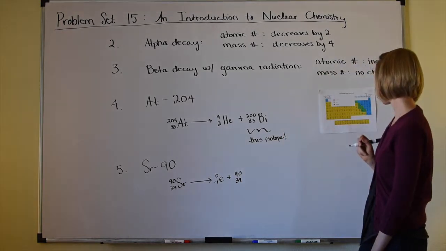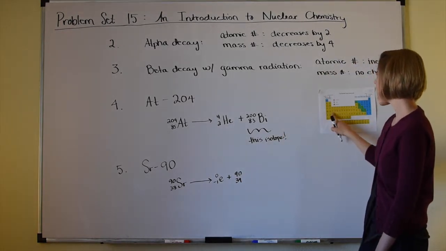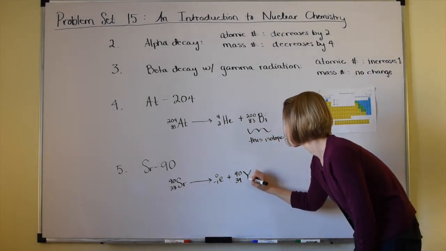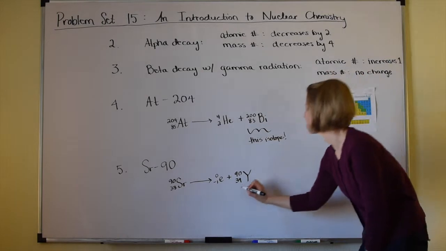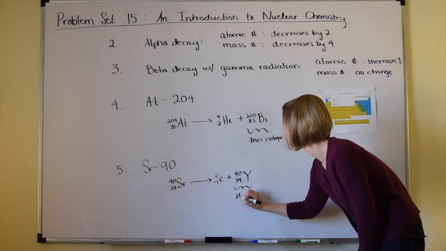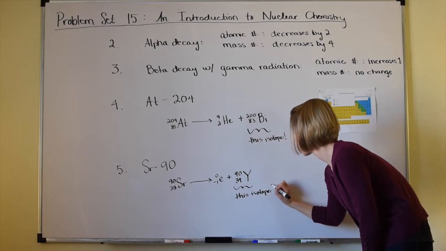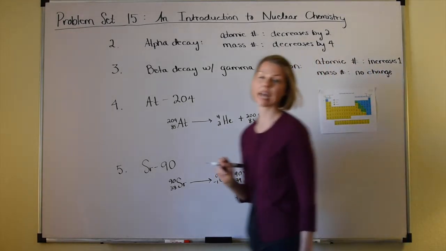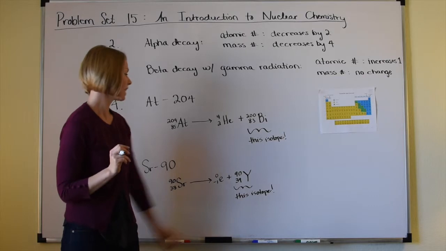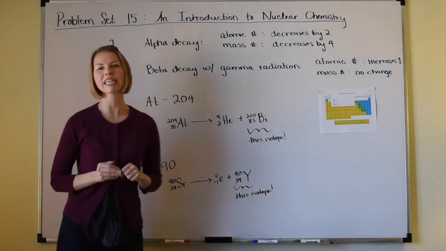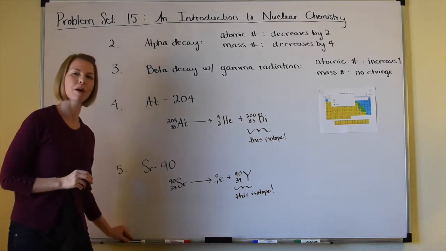So go to your periodic table and find atomic number 39. It is yttrium. Okay, so this is the isotope that will form from the beta decay of strontium-90. It's yttrium-90. Okay, let's go ahead and erase here before we go on to number 6.